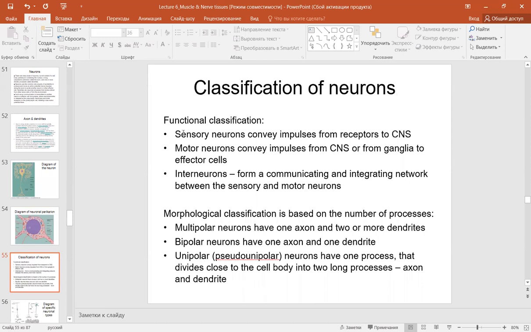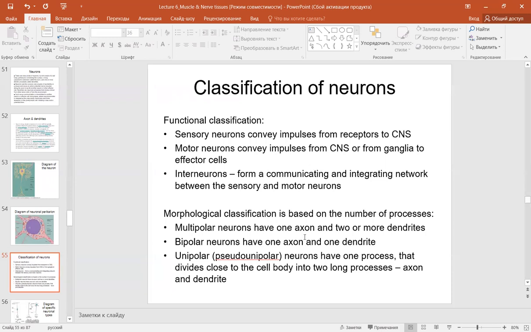Classification of neurons includes functional classification. Sensory neurons convey impulses from receptors to the central nervous system. Motor neurons convey impulses from the central nervous system or from ganglia to effector cells. Interneurons form a communicating and integrating network between the sensory and motor neurons. Interneurons form about 99% of the total number of neurons in the human body.